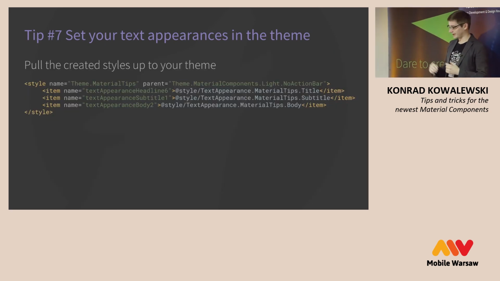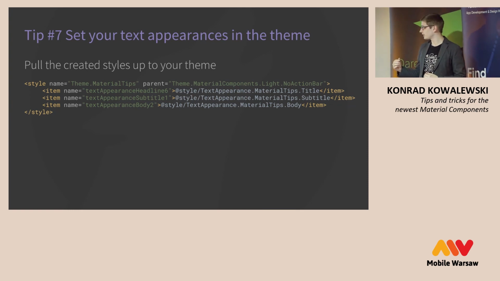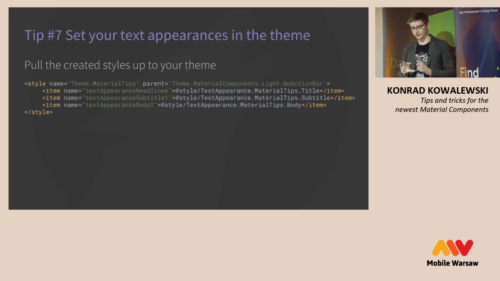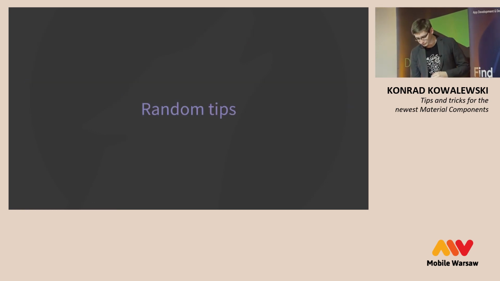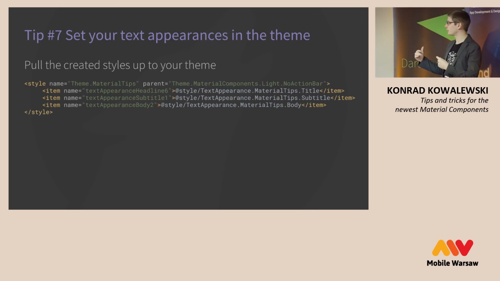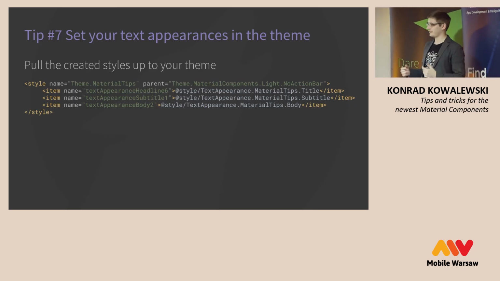All the created text appearances, all the styles that you created, you can pull them into your theme. So in your theme, just set the text appearances: headline 6, subtitle 1, body 2. All of those attributes are explained in Material Components. And you can set the default values for them using the styles that you created before. And if you do that, the framework will pull the values for you. For the title, for example, it will use headline 6, and for the menu on the right, it will use subtitle 1.